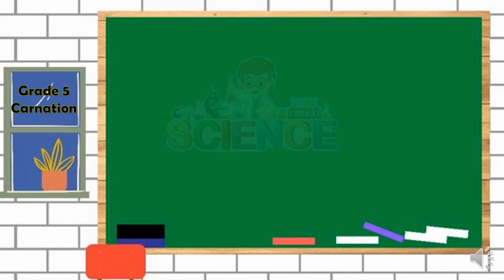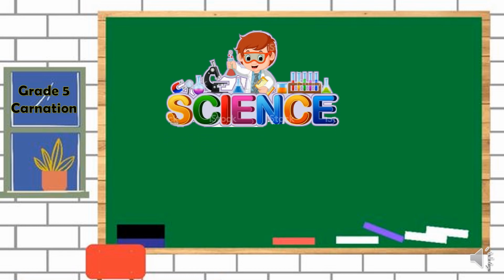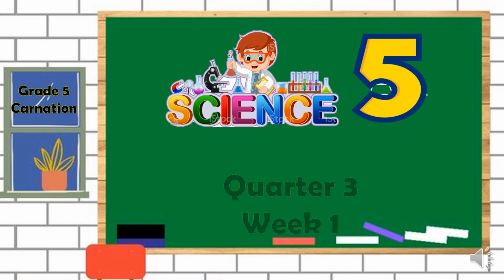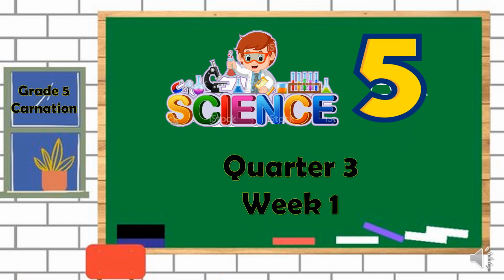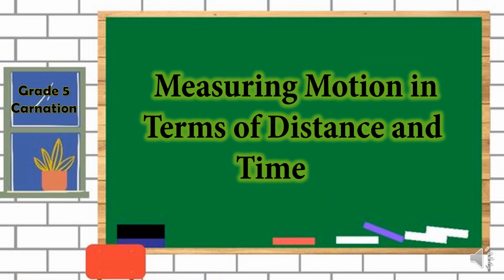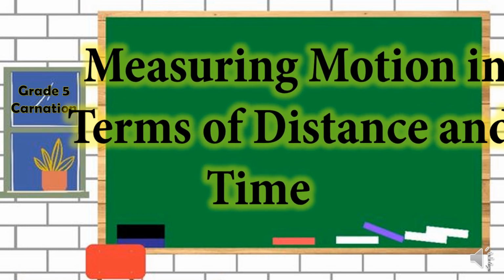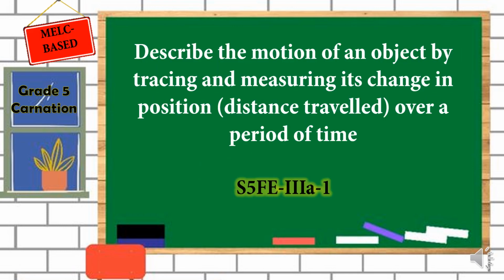Good morning, learners. Our subject for this morning is Science 5 for Quarter 3, Week 1. And our topic is measuring motion in terms of distance and time. At the end of the lesson, you are expected to describe the motion of an object by tracing and measuring its change in position over a period of time.